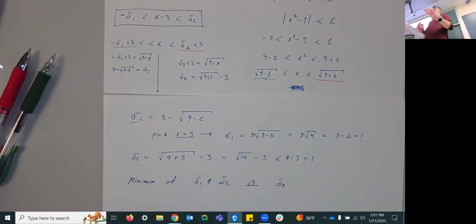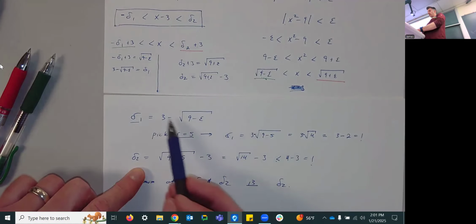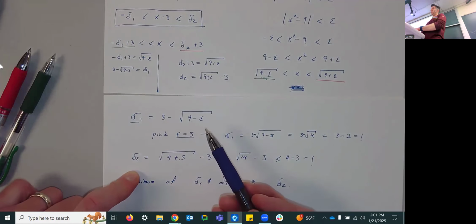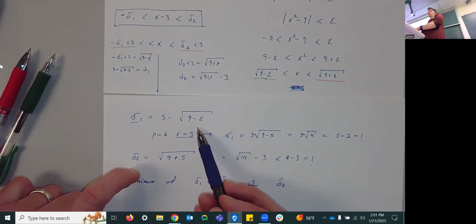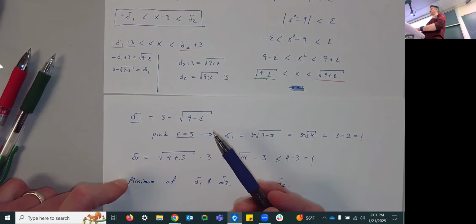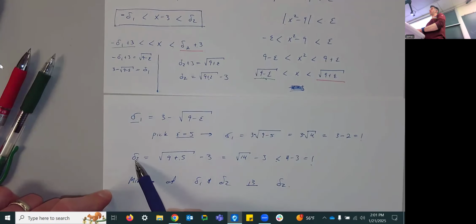Right, but as an alternative, you could have picked 7. Because then square root of 9 plus 7 is square root of 16. 4 minus 3 is 1. So that delta would be 1. And then this delta up here would be 3 minus the square root of 9 minus 7, which is 3 minus the square root of 2, which is like bigger than 1. Right, it's like 3 minus about 1.4, which is about 1.6, bigger than 1. So you're still going to see that this is the smaller of the two.